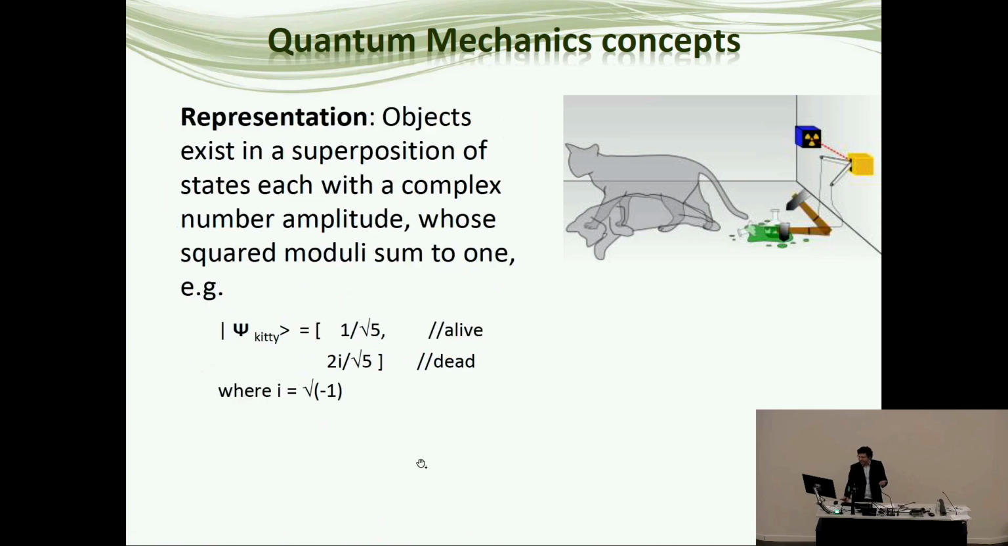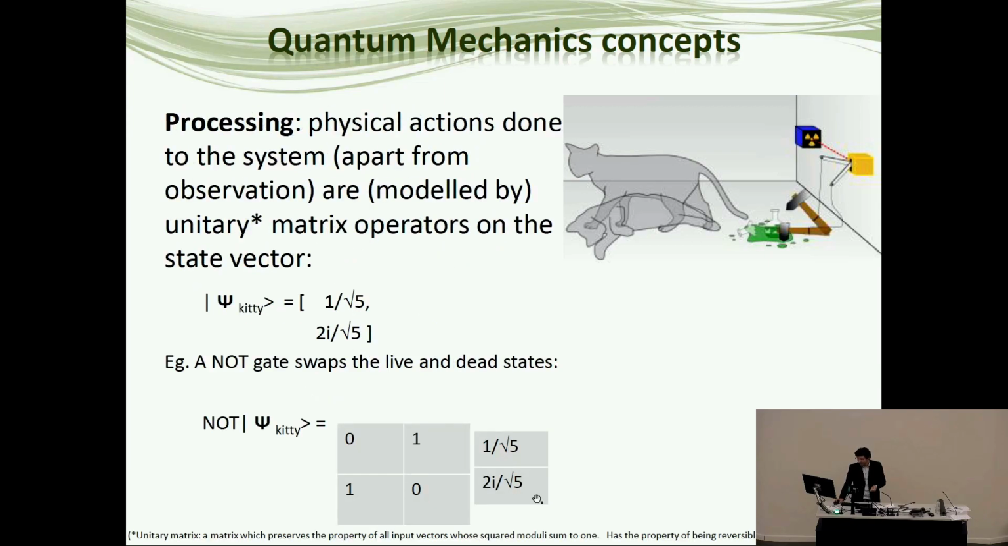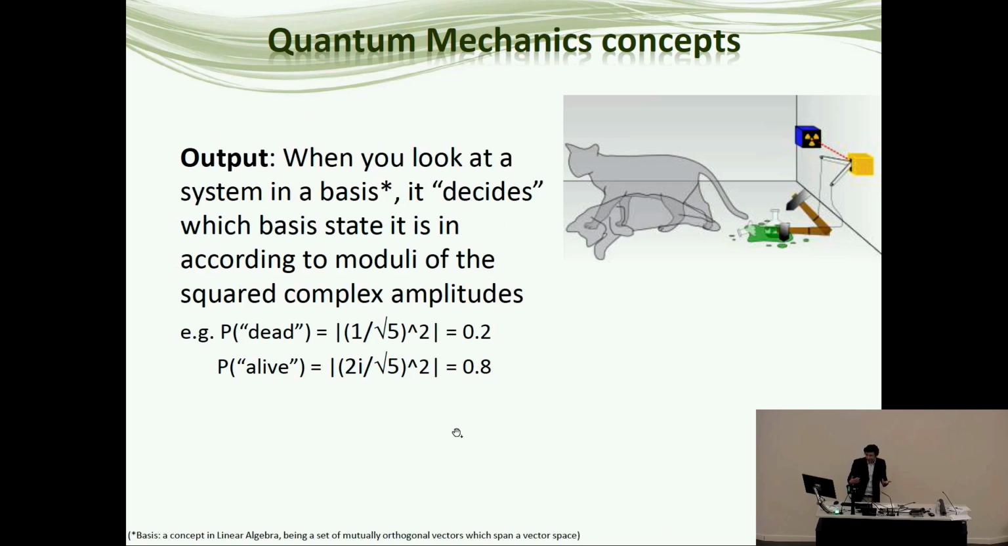So representation then, I've just gone back a slide. Representation means every possible state of the world, like 0 and 1, is sitting there in one of these vectors with an amplitude. Processing means we can act on those representations with unitary matrices. And then the third and final ingredient of this is the output. This is what happens when you look at a system to read off the result.